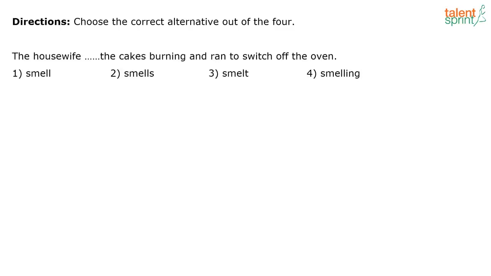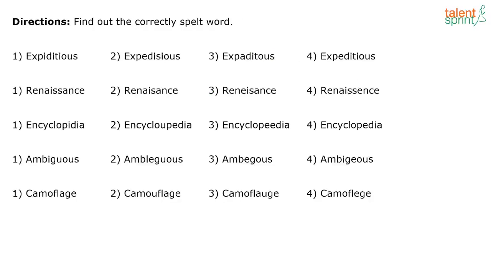Yeah, easy one, right? Again, my context is saying the general tense in the sentence is past tense, boss. How do I know? Ran. She did something and then she did something else. So, as a conjunction, I have to look at parallel structure, and I'm looking at the verb, and I know my second part of the sentence, the verb is in past tense. So obviously it has to be option 3, smelt. The housewife smelt the cakes burning and ran to switch off the oven.